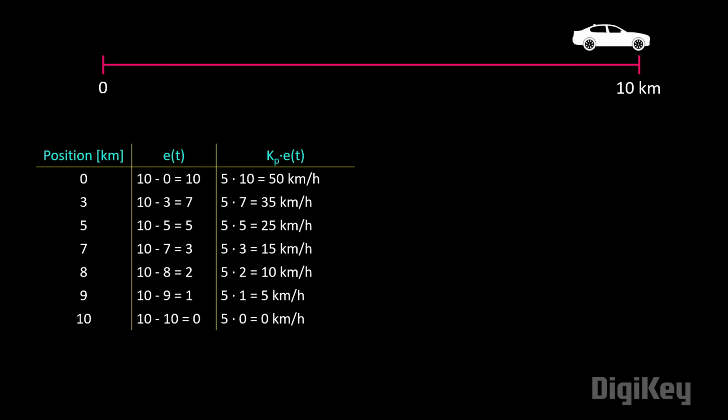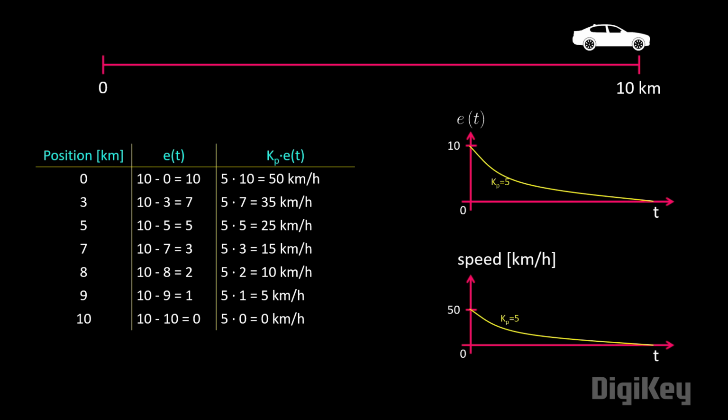If we graph our error and speed, we should see something like this. The error starts at 10 kilometers and the speed is proportionally high at 50 kilometers per hour. As we get closer to our goal, the speed also starts to drop. As a result, we approach our goal more slowly until we're barely moving at all. Assuming an ideal system, we should reach our goal at a snail's pace without overshooting.